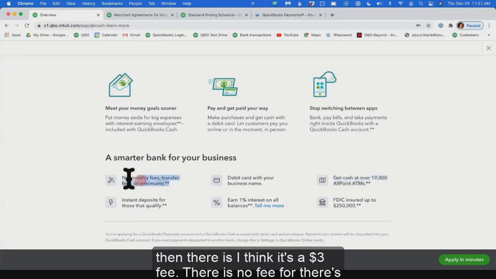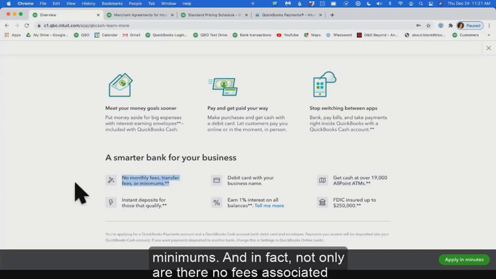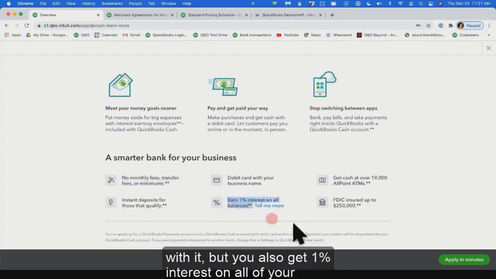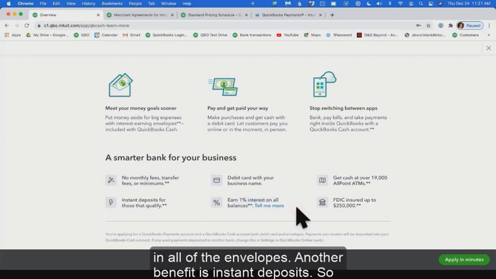There are no monthly fees at all. There's no transfer fees. There's no minimums. And in fact, not only are there no fees associated with it, but you also get 1% interest on all of your balances. And that 1% interest is both at the main account and in all of the envelopes.